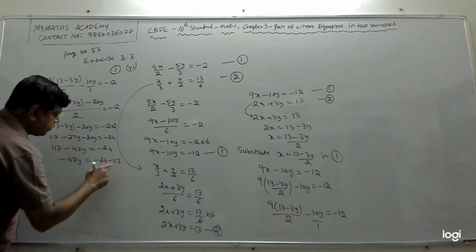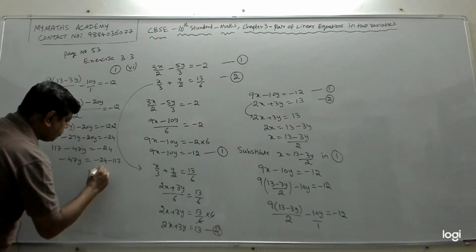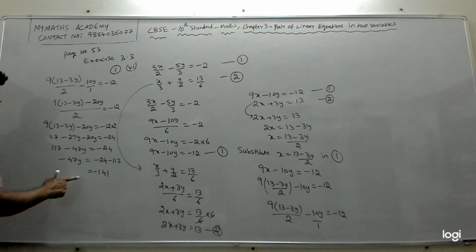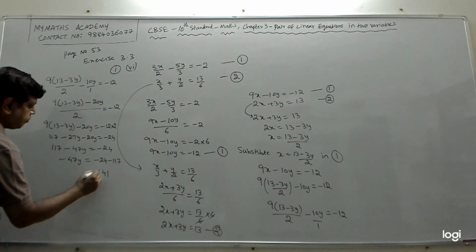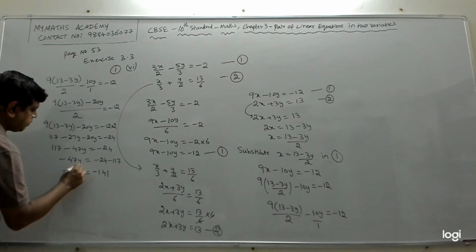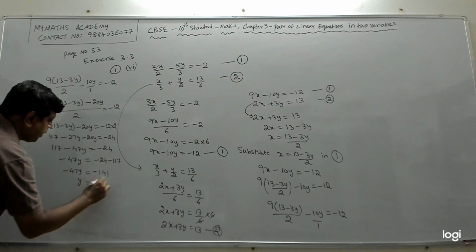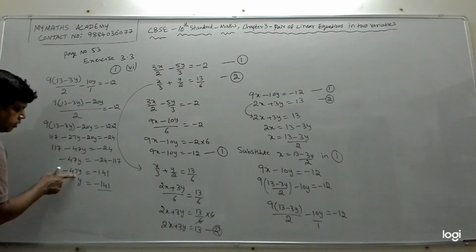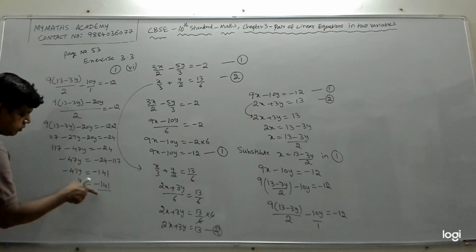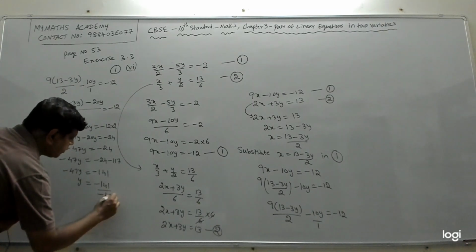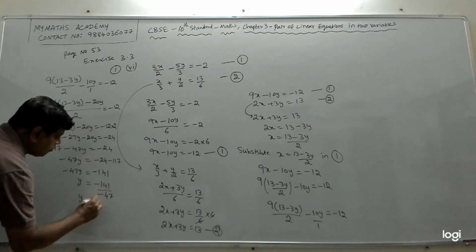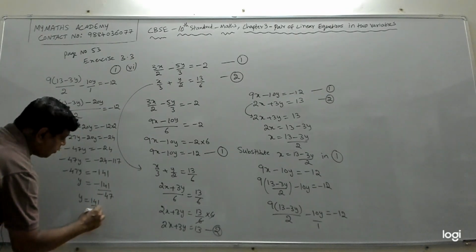Now if you add these two, what do we get? We get minus 141 is minus 47y. So y is equal to minus 141 by minus 47. It is minus 47 into y, so this comes to the denominator, minus 47. So minus minus will get cancelled. So your y will become 141 by 47.